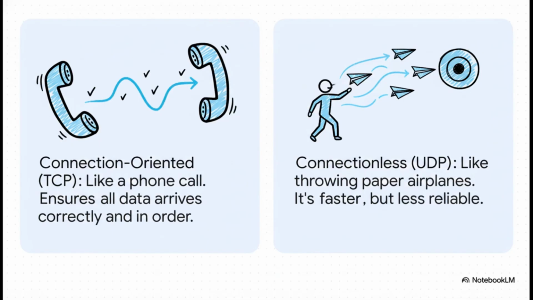Now, within this rulebook, you've got two main communication styles. First, there's TCP. Think of TCP like a phone call. You pick up, you say hello, you establish a connection, and you make sure every single word gets through. It's reliable. Then you have UDP. UDP is more like throwing a bunch of paper airplanes with messages on them. It's way faster, but hey, you can't guarantee every single one is going to make it. That's why we use reliable TCP for stuff like email and speedy UDP for things like live video streaming or online gaming, where a lost packet here and there isn't the end of the world.